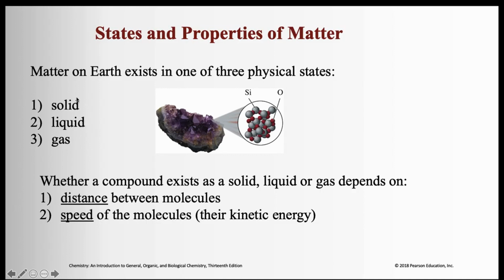Different matter can undergo changes from a solid to a liquid, from a liquid to a gas, and back from gas to liquid, liquid to solid, depending on the temperature. Whether we can find a compound as a liquid, solid, or gas will depend on two things: the distance between the molecules that make up that compound and the speed of the molecules, or in other terms, their kinetic energy, how fast the molecules are moving.